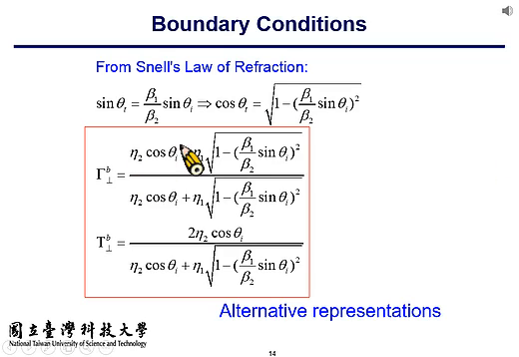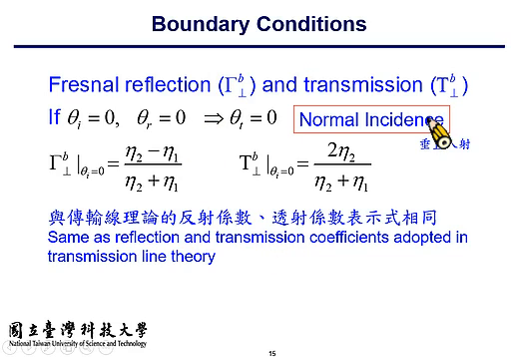You can find the reflection and transmission coefficient. So in this slide, you have the alternative representation by substituting the theta t with theta I using the Snell's law of refraction. But the equation looks a little bit more complicated. And here's the reality check.